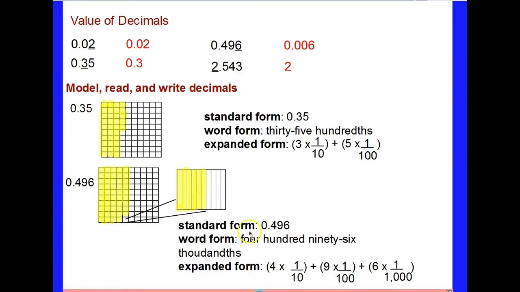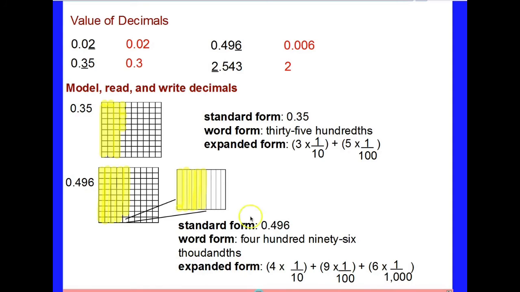When I am writing this, 496 thousandths, 0.496 would be standard form. 496 thousandths in word form, remember our TH at the end, and then I would expand it 4 times 1/10 because the 4 is in the tenths place, 9 times 1/100th because the 9 is in the hundredths place, and 6 times 1/1000th because the 6 is in the thousandths place. And that would show my different forms.